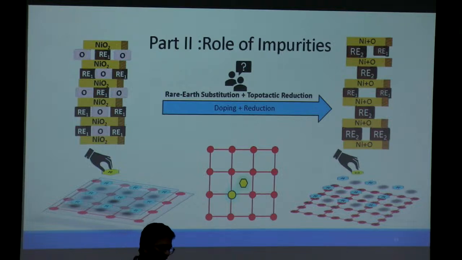So one is reduction and one is doping. Okay, fine. So both we can think of as either adding an element or removing an element. These are the impurities, in a sense. And what is the role of impurity?